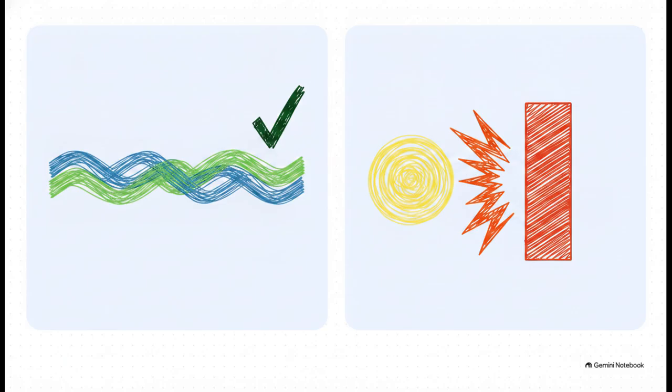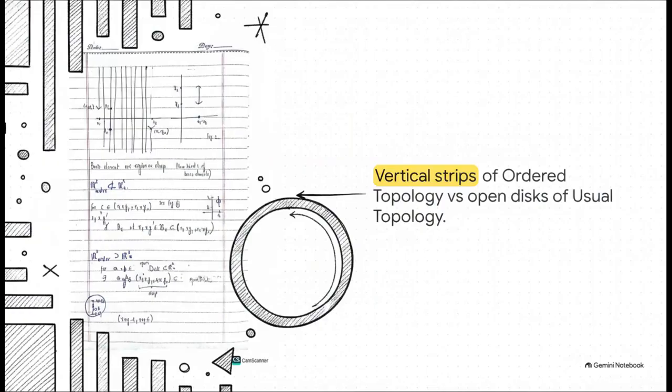But in 2D space, no way. They completely break apart. The ordered topology of R squared is absolutely not equal to the usual topology of R squared. Let's take a look at why. Notice how, in our usual everyday geometry, an open set around a point in 2D space looks like an open disk, a little circle surrounding the point in all directions.